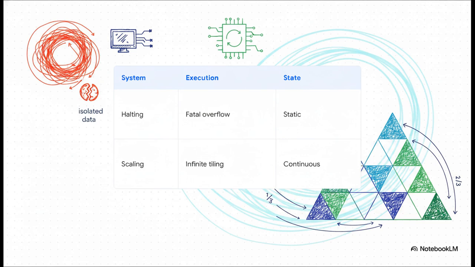Think about Conway's Game of Life. It's a cellular automata where really simple, discrete grid rules create infinite, continuous complexity without ever crashing. Now, traditional systems often treat data as static, which inevitably leads to fatal stack overflows when recursive logic loops out of control. But modern architectural concepts use what's known as Pythagorean scaling.